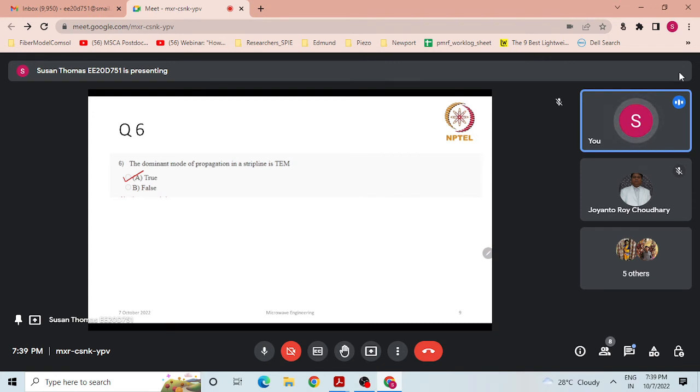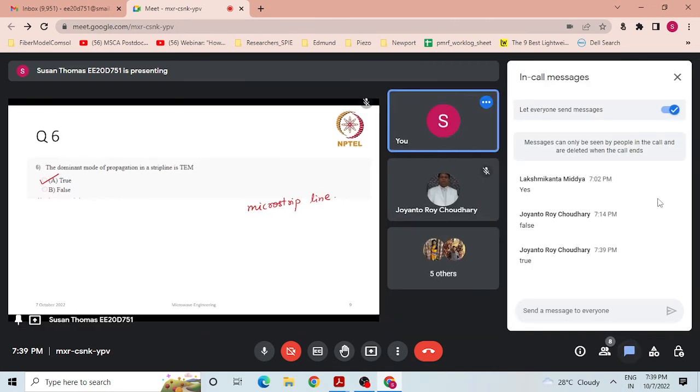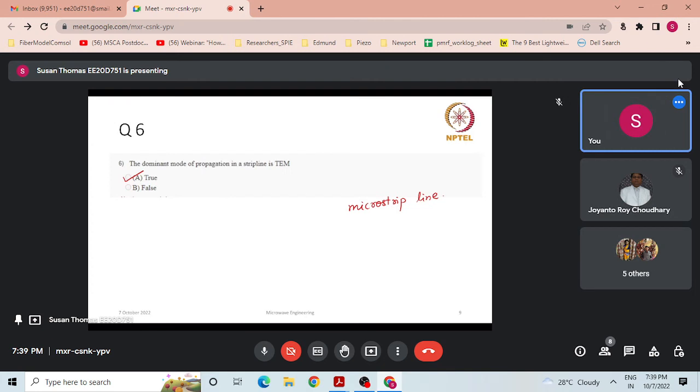Can you please comment on what is the dominant mode of propagation in a microstrip line? Dominant, all of you can really use the chat. I can see the chat window. You can comment on what is the dominant mode of propagation in case of a microstrip line.